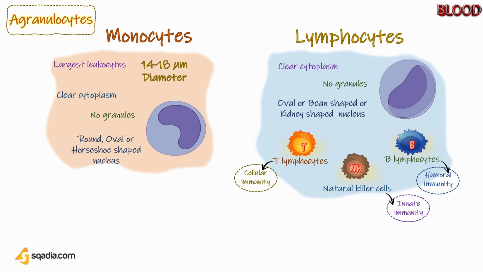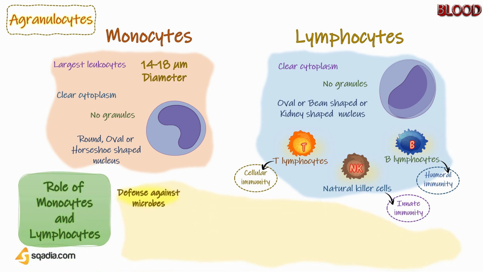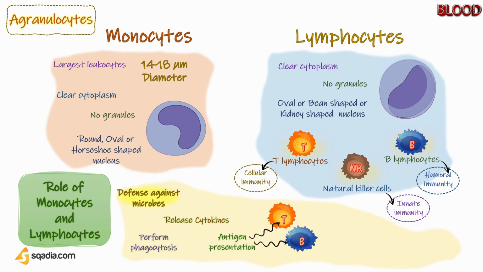All these agranulocytes play a role in defense of the body against invading microbes. They have the ability to release cytokines or inflammatory mediators. At the site of infection, they can undergo phagocytosis or direct killing of microbe, or present it as antigen. This presentation as antigen attracts T and B cells, where T cells coordinate the immune responses, while B cells convert into plasma cells and produce immunoglobulins or antibodies against the invading antigen. Thus, by all these mechanisms, they defend the body against invading agents.